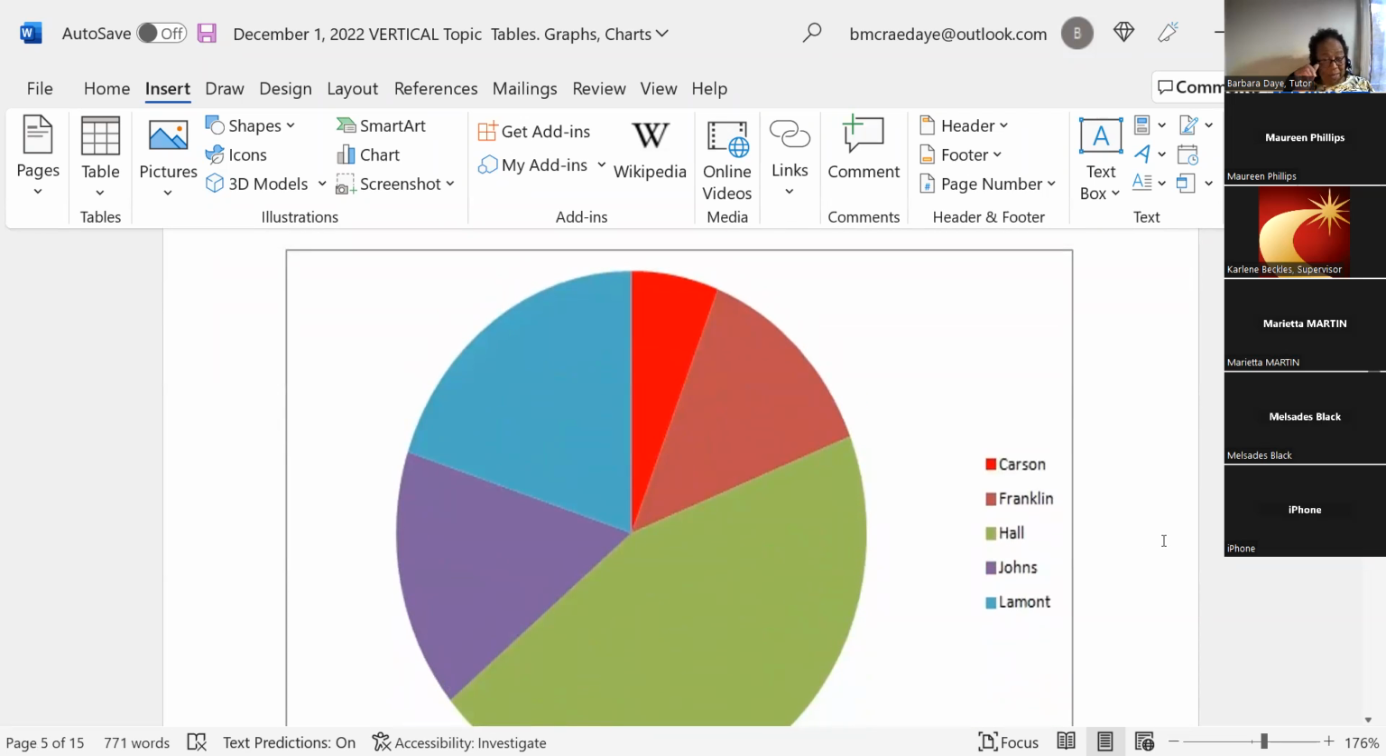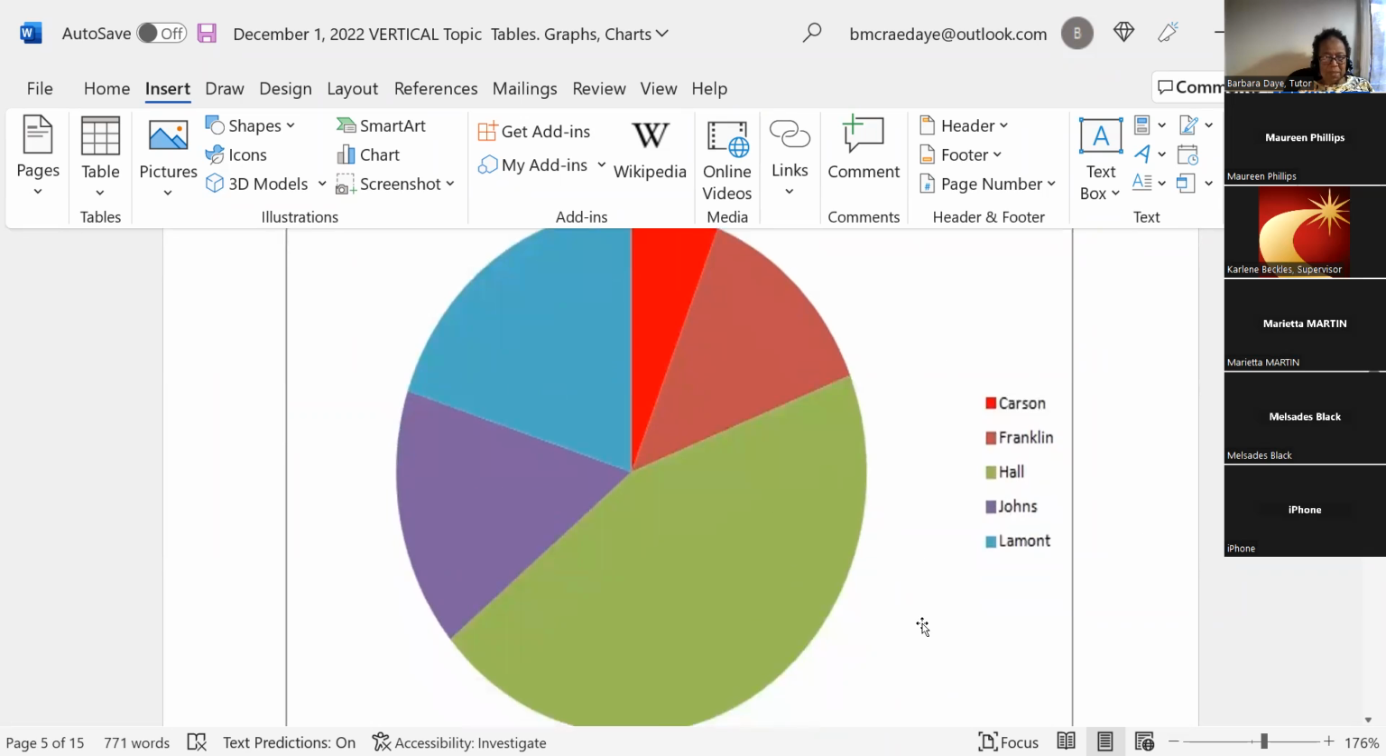Okay. All right. Now you see your legend over here, right? The red is Carson. The maroon is Franklin. The green is Hall. The purple is Johns. And the blue is Lamont, right? Now which one is the biggest part of the pie? Hall. What is the next biggest? Lamont. Then what's the next biggest? Johns.